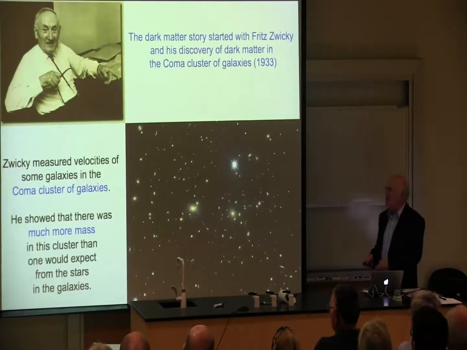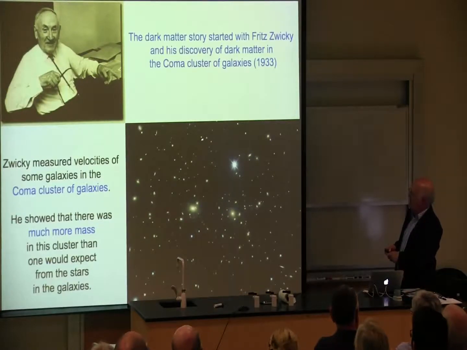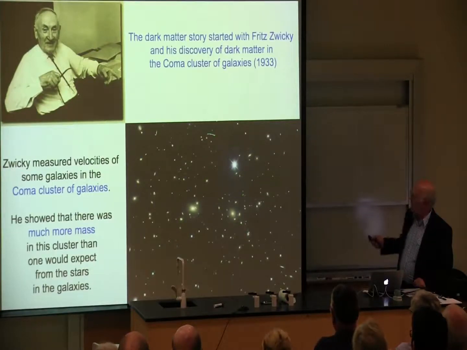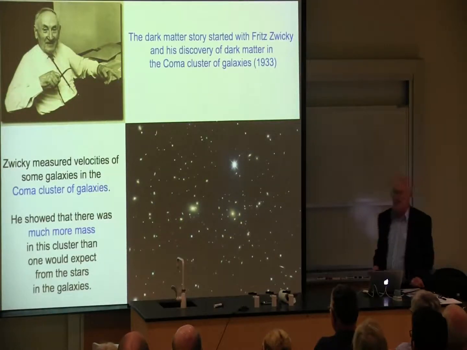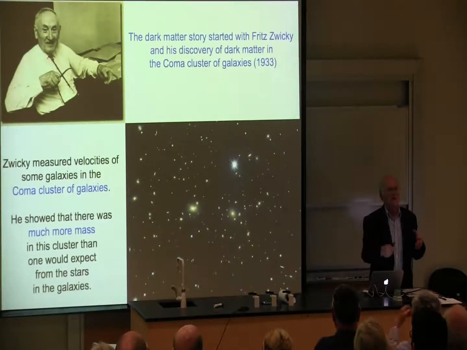So what Zwicky did, he used a 100-inch telescope on Mount Wilson, and he looked at this relatively nearby cluster of galaxies. Now, almost every object in this picture, except for this thing, is not a star, it's actually a galaxy. So in the Coma cluster, you have something of the order of 1,000 galaxies, and they're all buzzing around in each other's gravitational field.